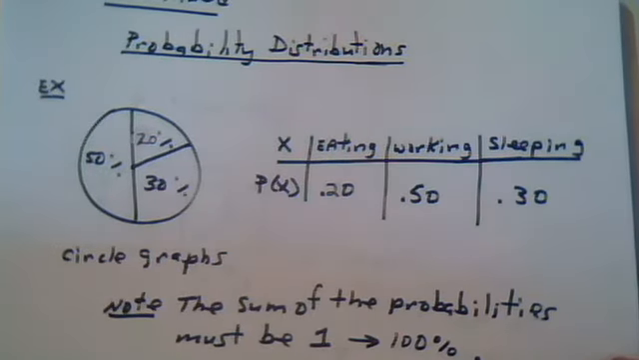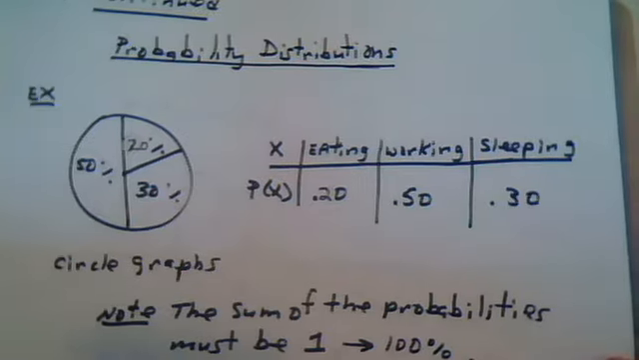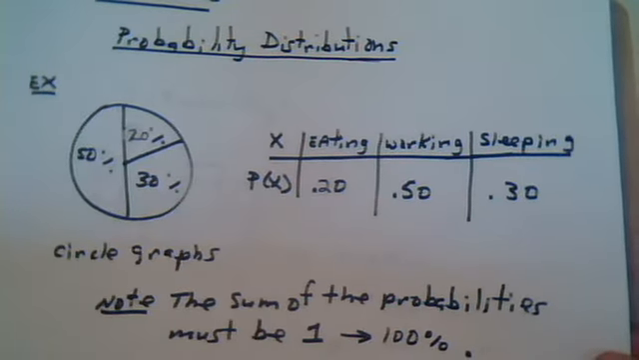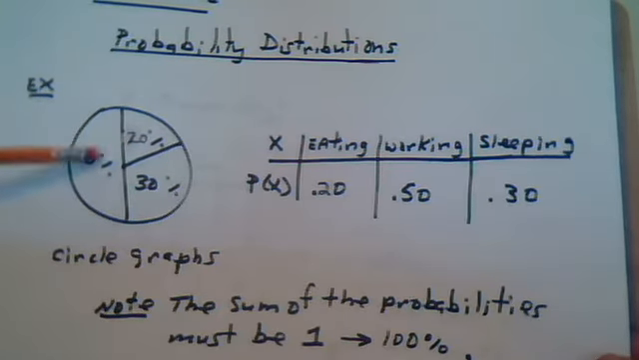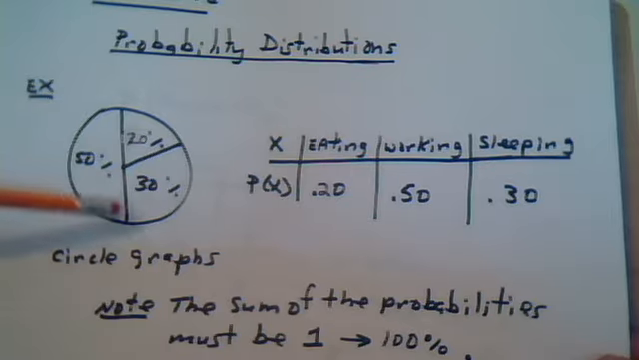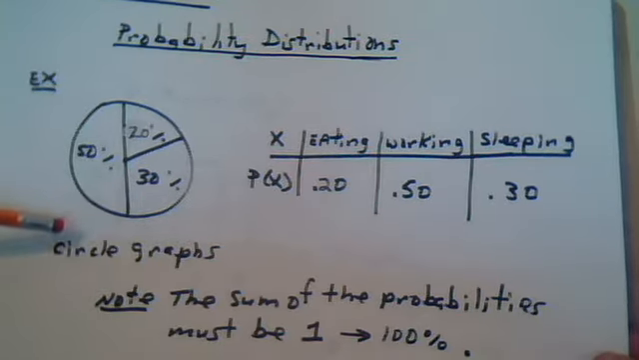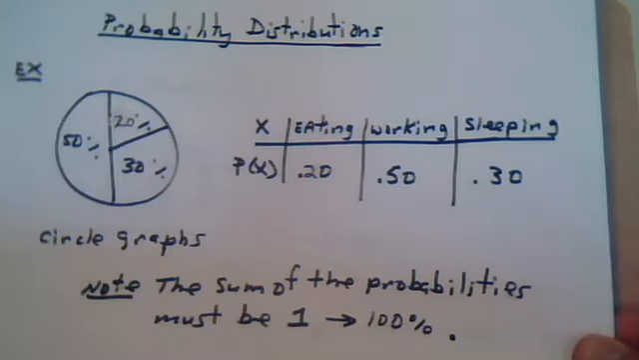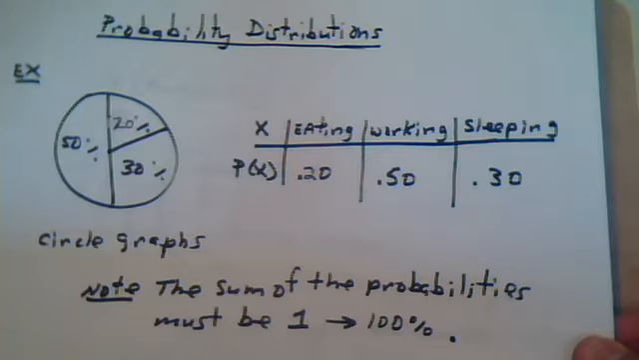To find the expected value, we first need a probability distribution graph or table. A graph would be a circle graph. Notice how the percentages, the probabilities are distributed. It could be a circle graph, a pie graph. We're going to go ahead and use a table, a probability distribution table.